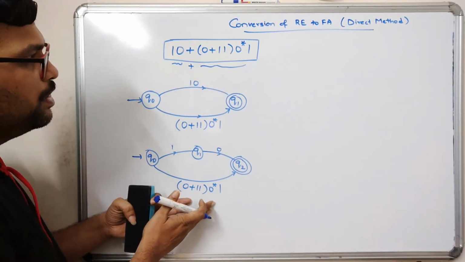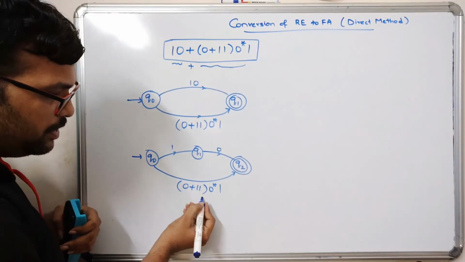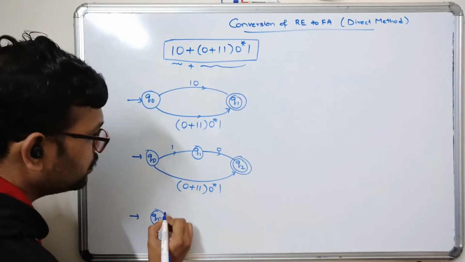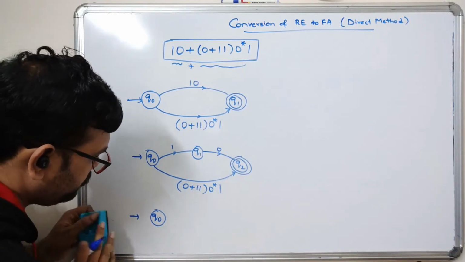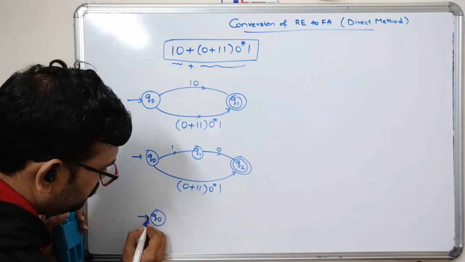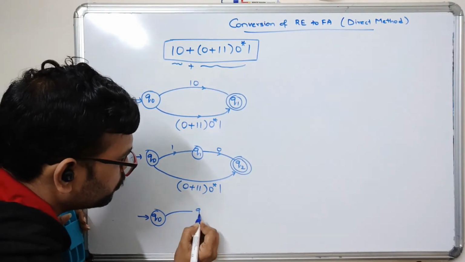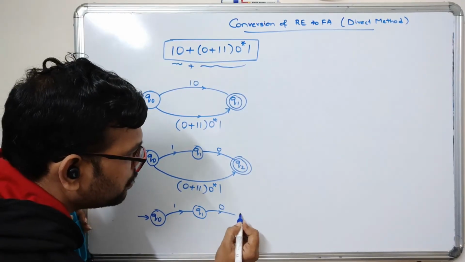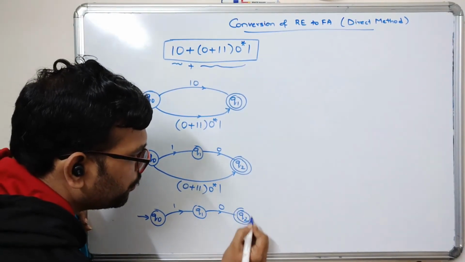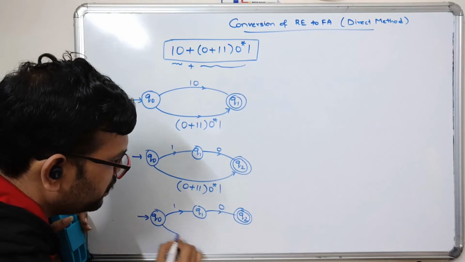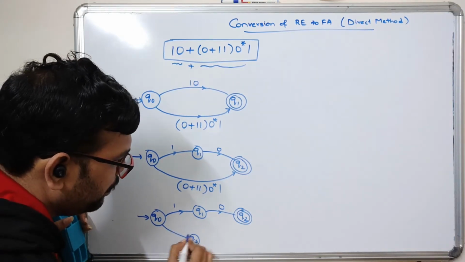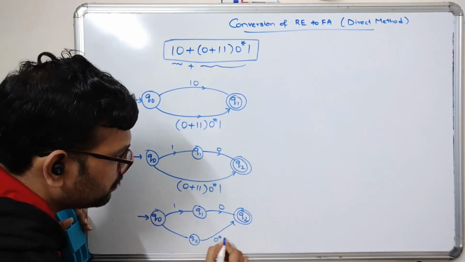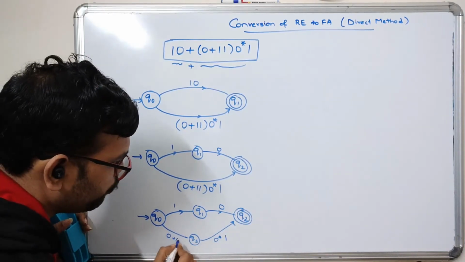So what about this one? See, again this is one part and this is one part. Now you can write it as Q0. From Q0 it moves to Q1 upon 1, and it moves to Q2 upon 0, which is the final state. And here again you just go with the Q3 and Q4. So this is 0 star 1 and this is 0 plus 11.